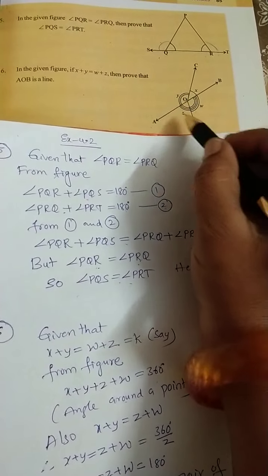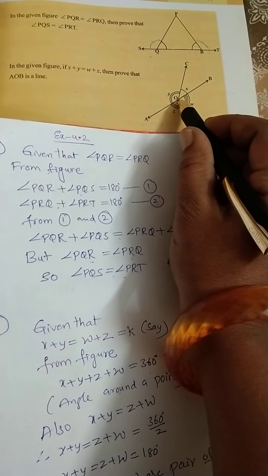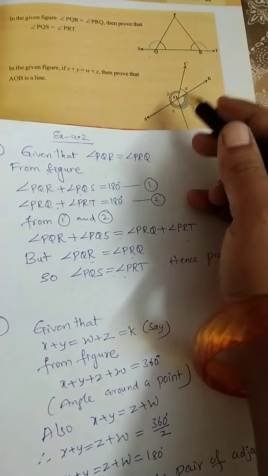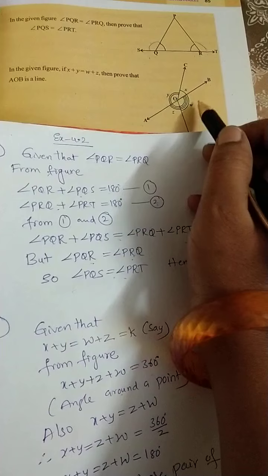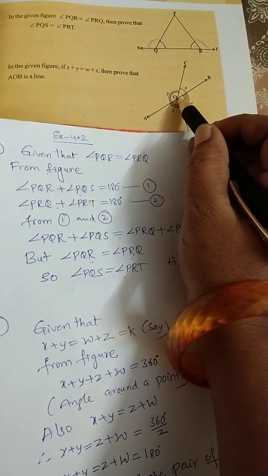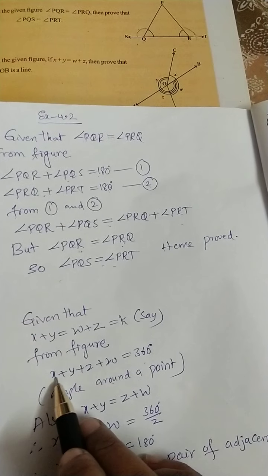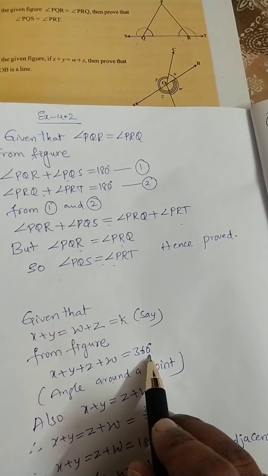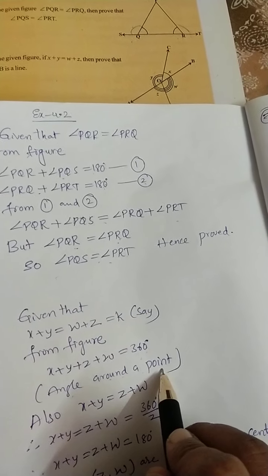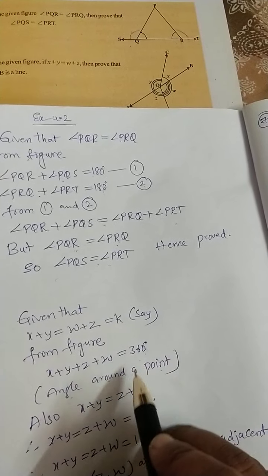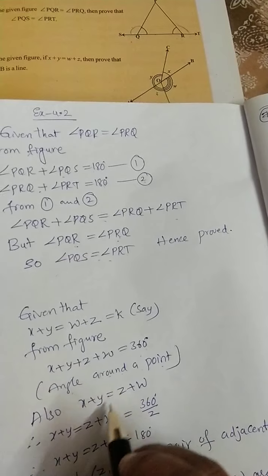From the figure, the sum of all these angles at a point should be equal to 360 degrees. So x plus y plus z plus w, the sum of all angles at a point, is 360 degrees. Why are we writing this? Because it is the angle around a point, the sum of all angles at a point. That is the reason we take this one.